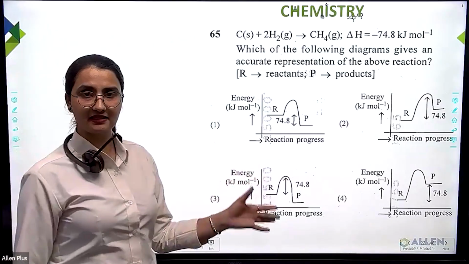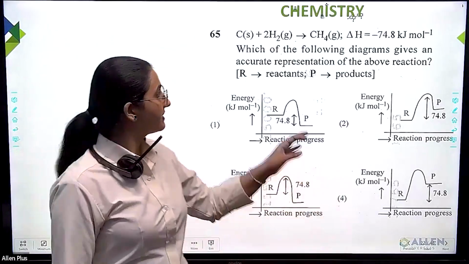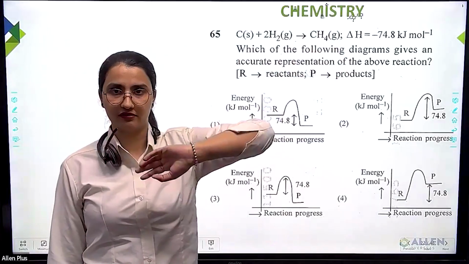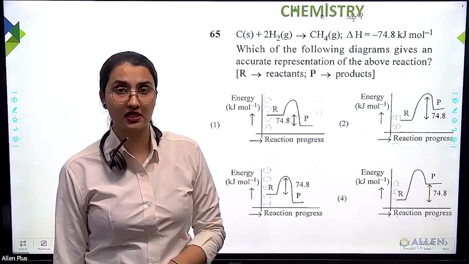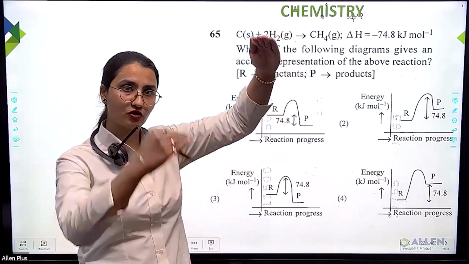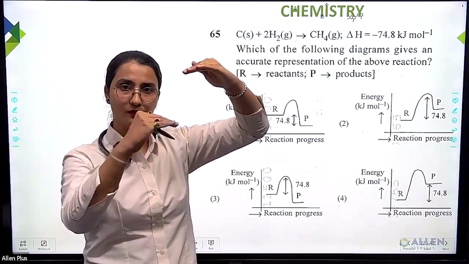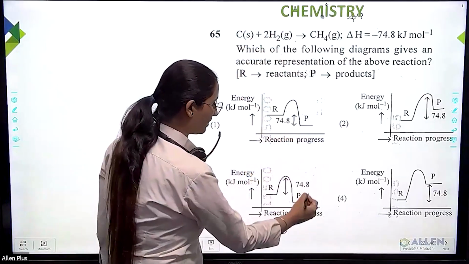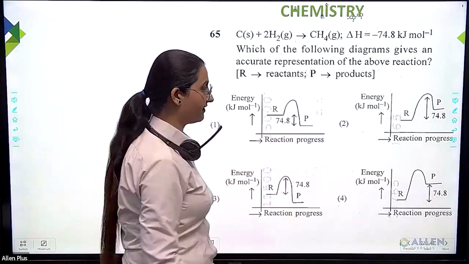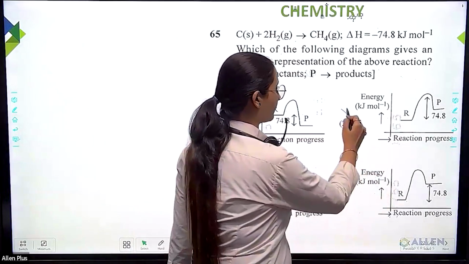Next, this is an easy question from chemical kinetics. See, delta H is negative. Negative means it's an exothermic process. Energy of products should be less than that of reactants. Product should be on the lower end. First and second, fine. These two are already excluded.